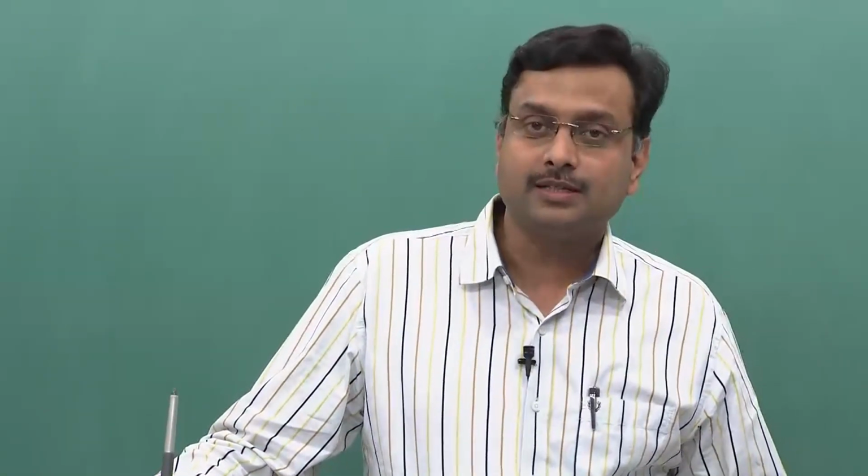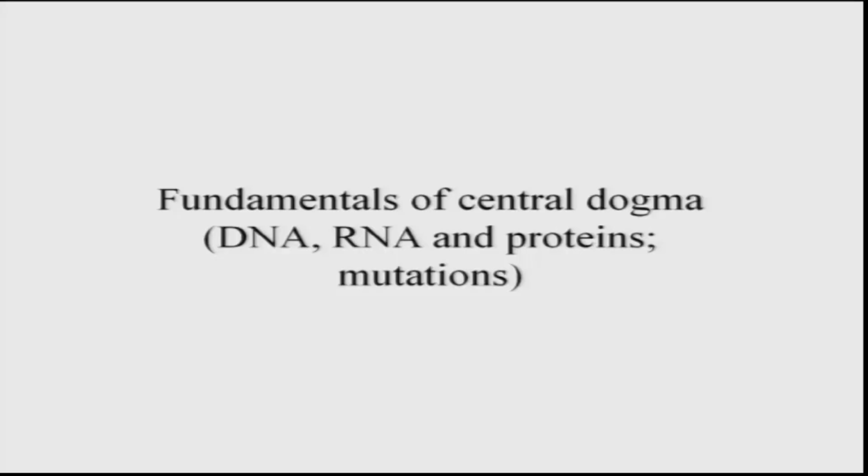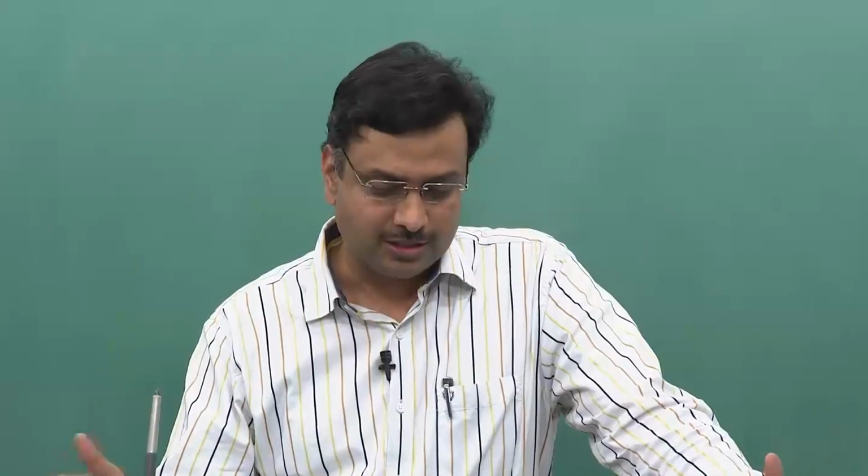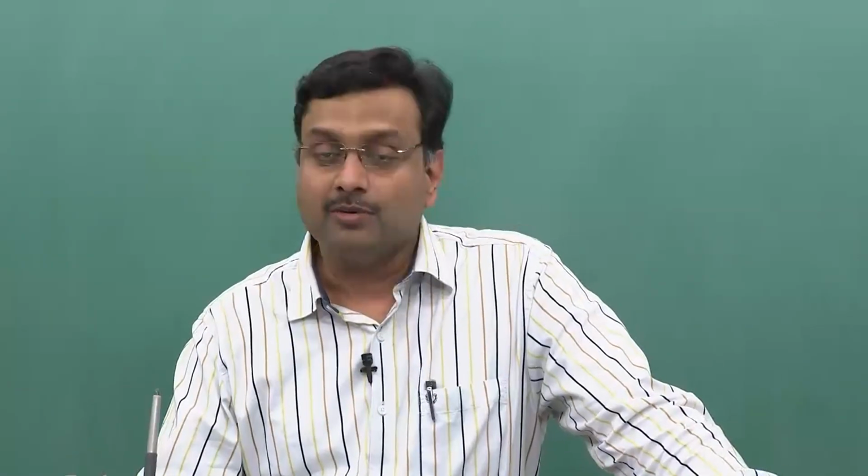So this week we will be discussing the fundamentals of the central dogma of biology, what you call the central dogma of molecular biology, where we will be looking into the DNA, RNA and protein, how they are connected, how the information is processed, and how that brings about the visible changes that you see, and also how changes in your genetic makeup may change the way the information is processed. So that's the theme of this week's discussions.